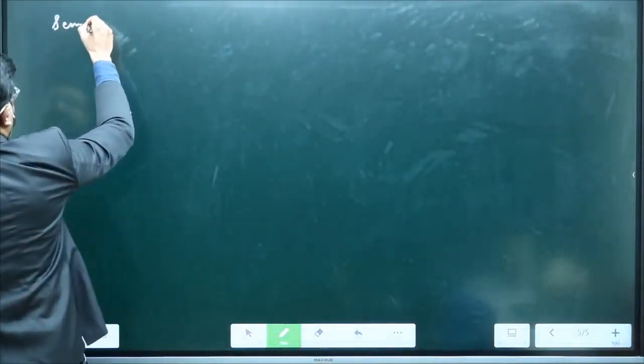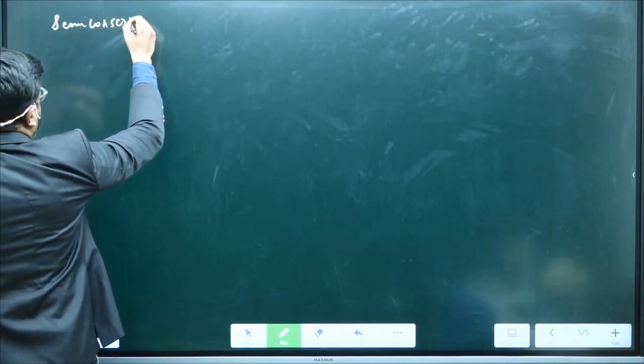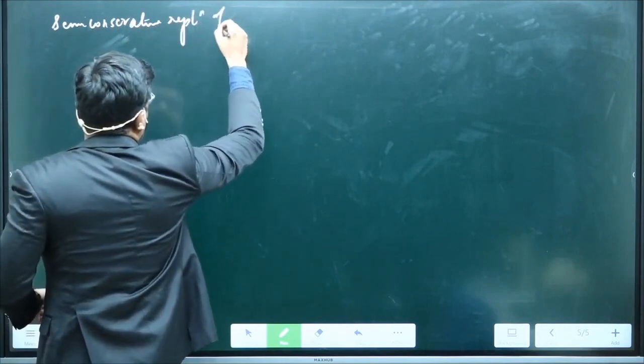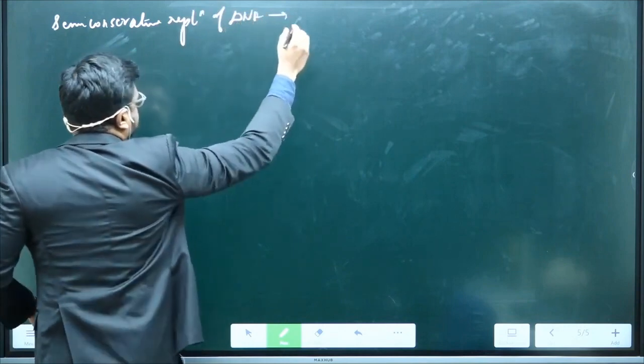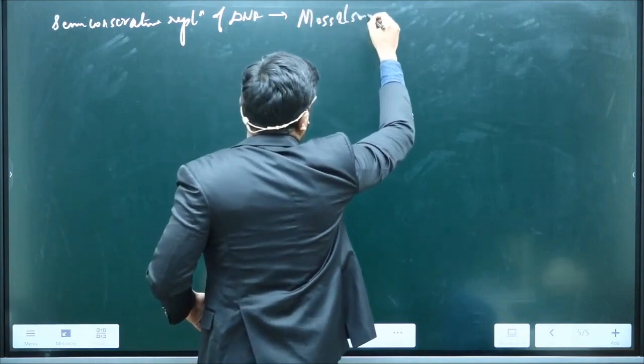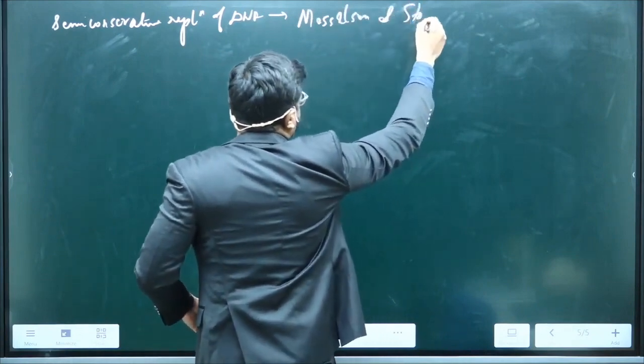So semi-conservative replication of DNA was proved with the help of the Meselson and Stahl experiment.